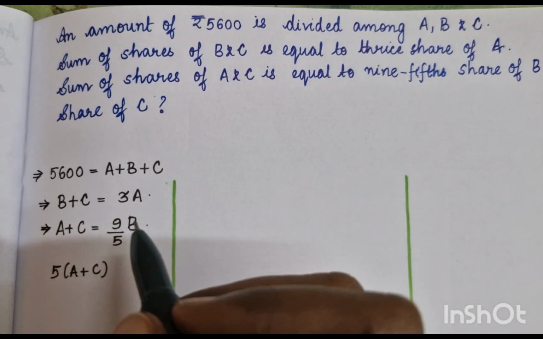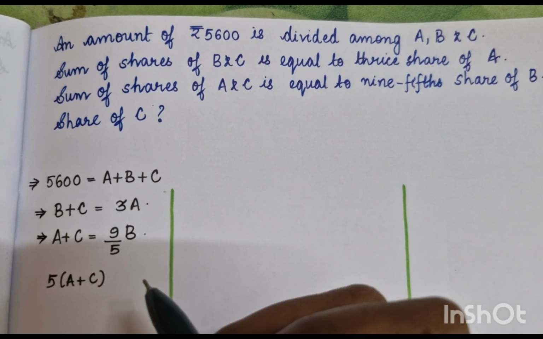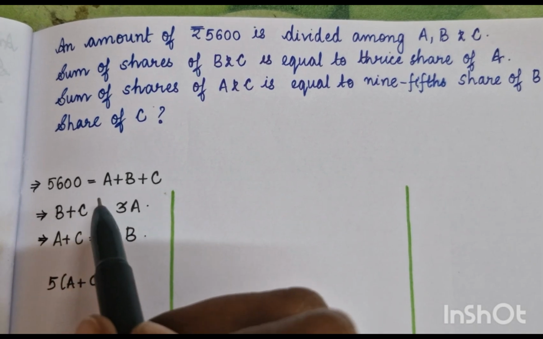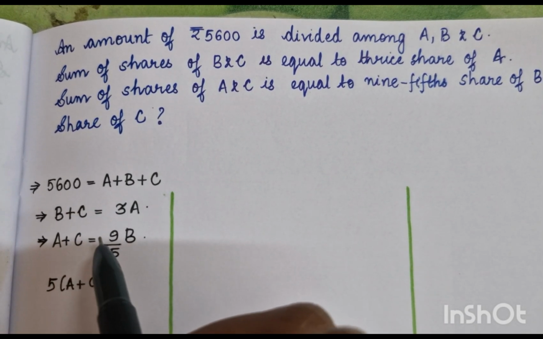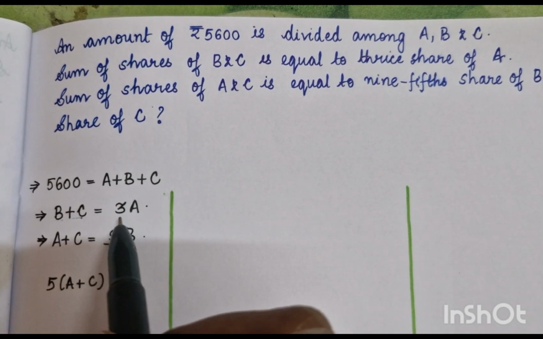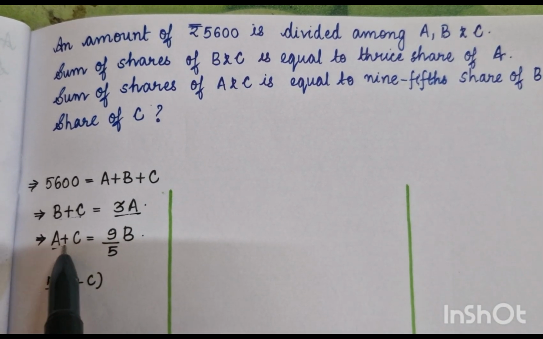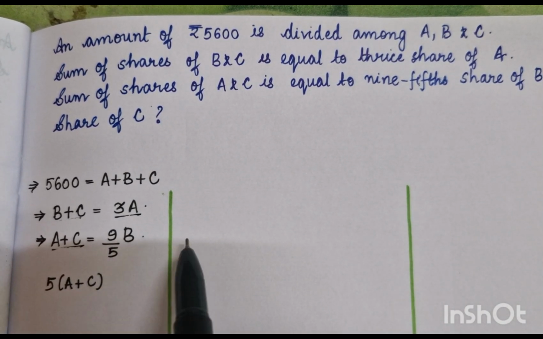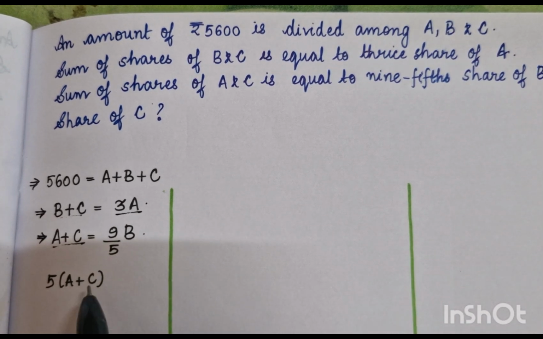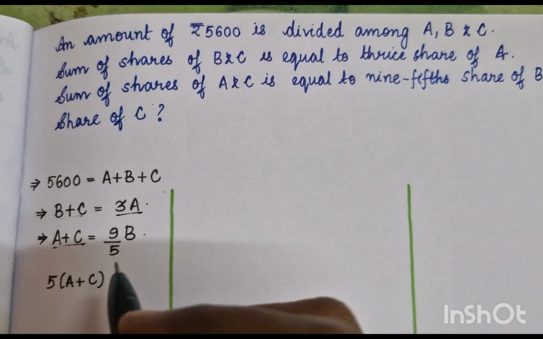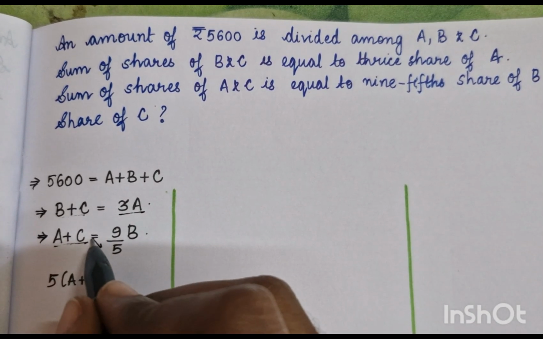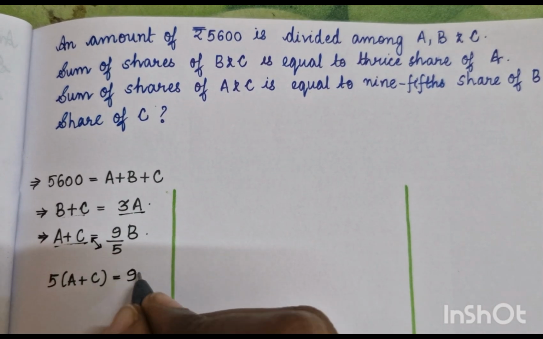An amount of rupees 5,600 is divided among A, B, and C. So 5,600 is equal to A plus B plus C. Sum of shares of B and C, B plus C is thrice the share of A, 3A. Sum of shares of A and C, A plus C is equal to 9/5 share of B. So 5 into (A plus C) is equal to 9B.